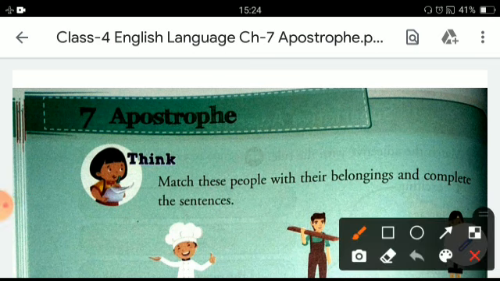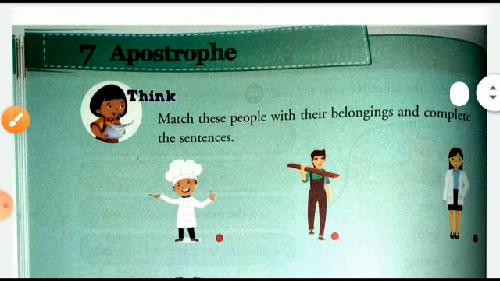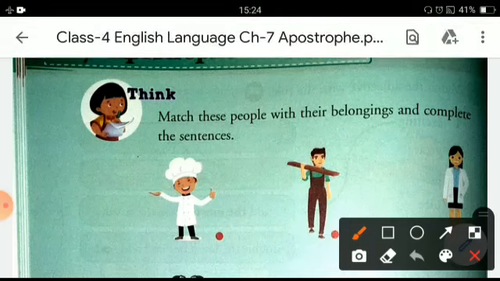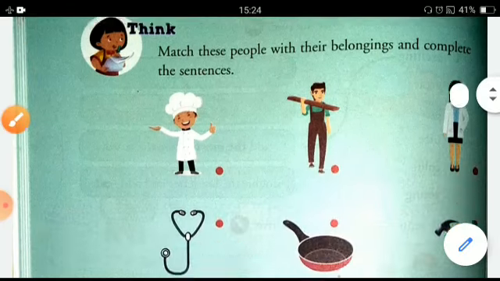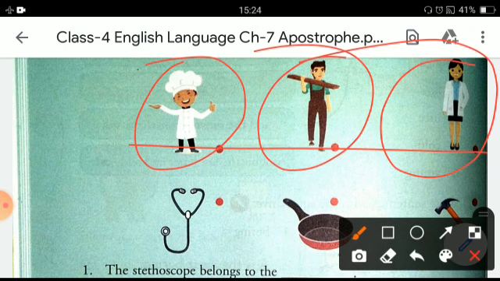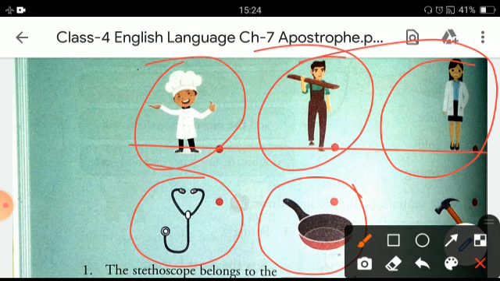And in this session, we are going to read chapter number 7, that is Apostrophe. Now let's begin the chapter with an exercise: match these people with their belongings and complete the sentences. You can see some people of different occupations in the above line. They are a chef, a carpenter, and a doctor or a nurse. And in the below, there is a stethoscope. The things that belong to these people are a stethoscope, a pan, and a hammer.